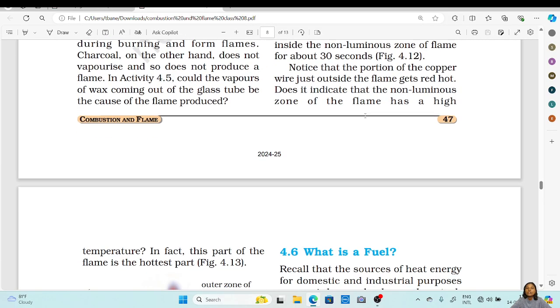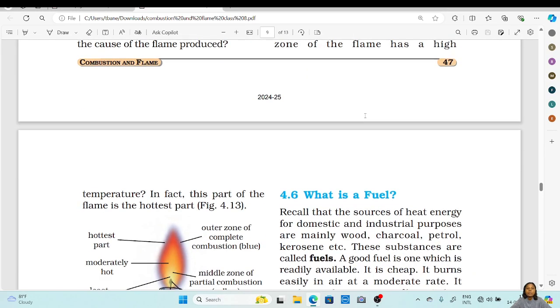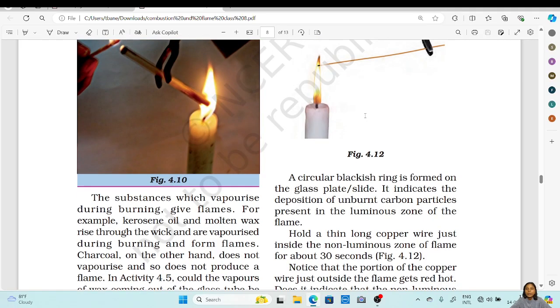This indicates that the non-luminous zone of the flame has a higher temperature. In fact, this part of the flame is the hottest part. So now what has happened here is that the luminous zone is this region over here, this inner part. So when we took the glass slide and placed it over there, we suppressed the flame. So our slide was somewhere over here, in this part of the flame. Therefore there was that blackish ring that formed, which indicated deposition of the unburned carbon particles.